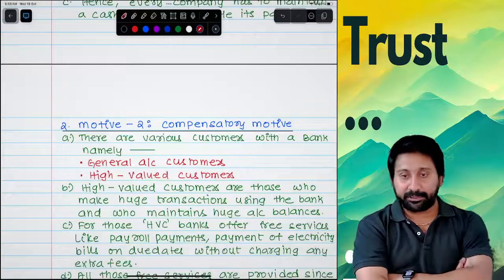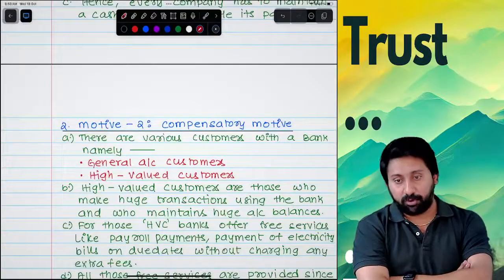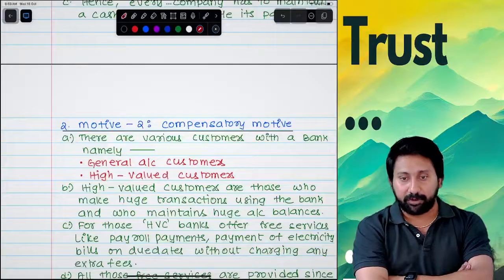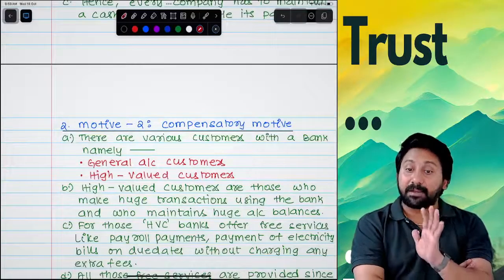Okay, this is the next point. After that, the last and final one is speculative motive. What motive, sir? Speculative motive. Speculative motive means what? It is also having a motive, but with a speculation.